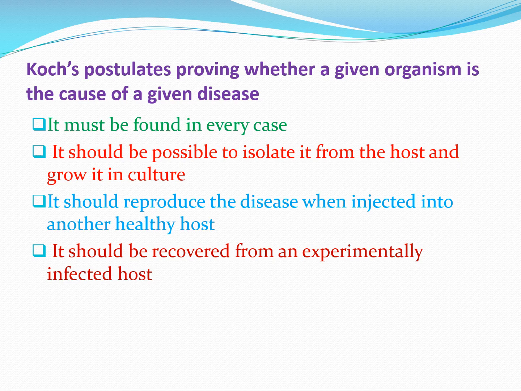Koch's postulates determine whether a given organism is the cause of a given disease. For that to occur, it must be found in every case. It should be possible to isolate it from the host and grow it in a culture. It should reproduce the disease when injected into another healthy host, and it should be recovered from the experimentally infected host.